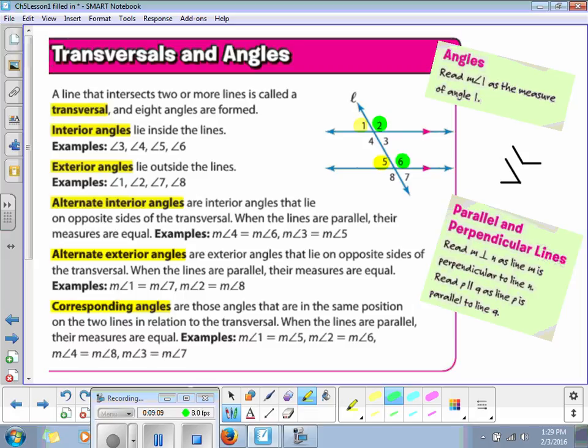Very good. Angle 6 corresponds to angle 2. Which one corresponds to angle 4? 8. Very good. You got it? And which one corresponds to angle 3? 7.